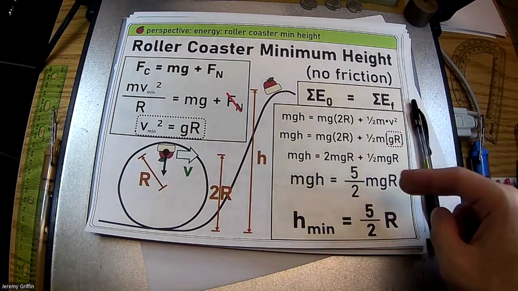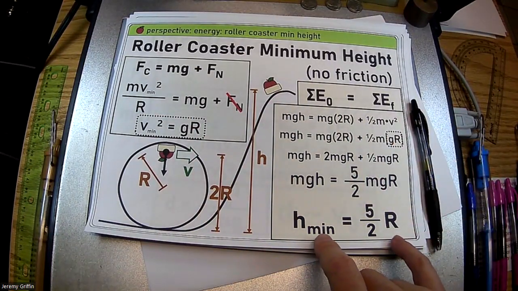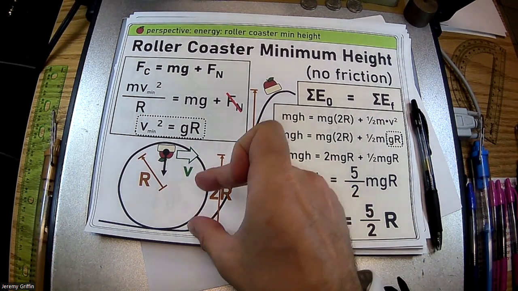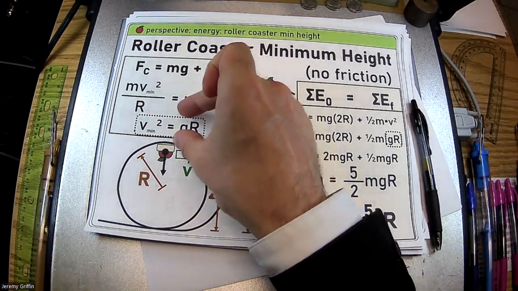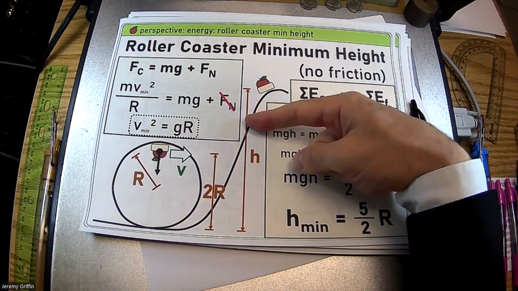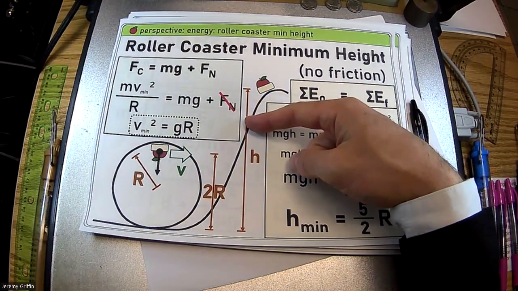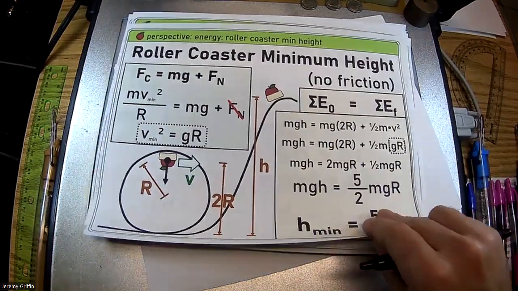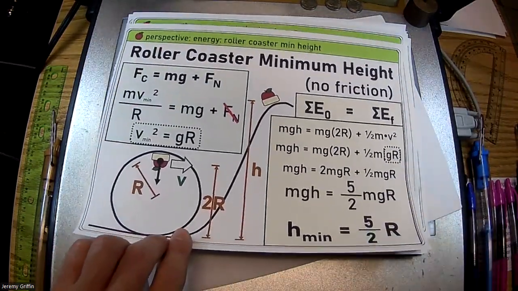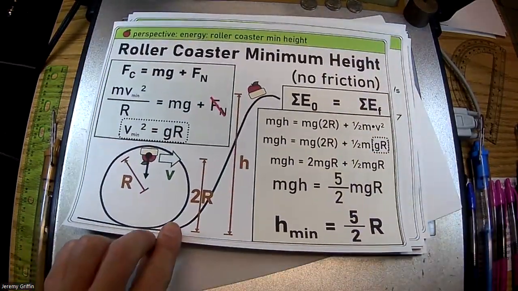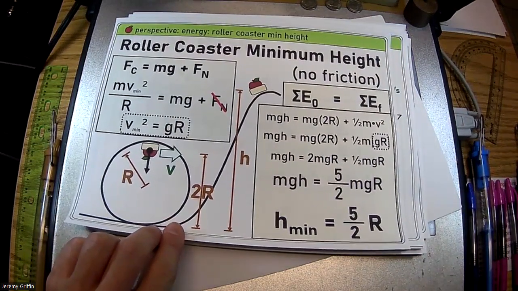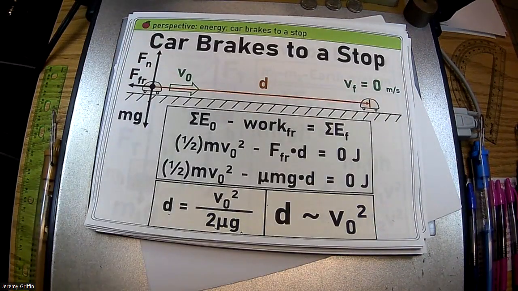And the answer at the end of the algebra ends up being 5/2 of the radius, so 2.5 times the radius. So if you count 1, 2, and then a half, right about here, right about there. That's the theoretical minimum height. So that one's fun. A little bit complex there. But if you could do this one from scratch, then you're definitely good for the quiz tomorrow, because I definitely mastered this stuff.